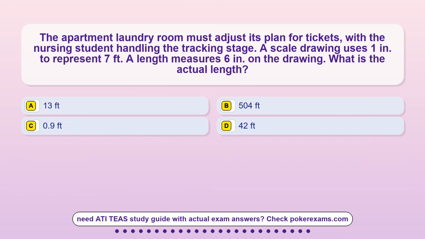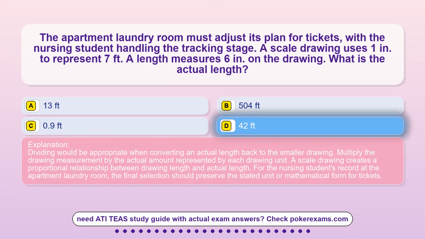The apartment laundry room must adjust its plan for tickets, with the nursing student handling the tracking stage. A scale drawing uses 1 inch to represent 7 feet, and a length measures 6 inches. On the drawing, what is the actual length? Option A, 13 feet. Option B, 504 feet. Option C, 0.9 feet. Option D, 42 feet. The correct answer is option D, 42 feet.